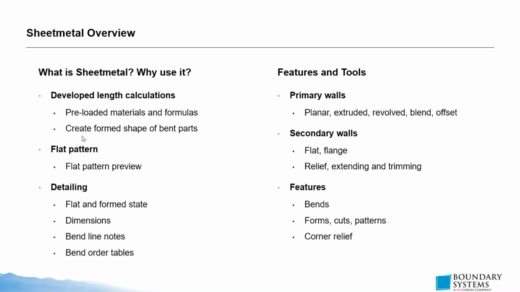So once the main walls are created, you can go ahead and add features to those walls. The main features include bends, which are exactly as they sound. They model a bend performed in the real world using various bending methods at various angles. Additionally, you can do form presses, cuts, and you can arrange these features in numerous different patterns.